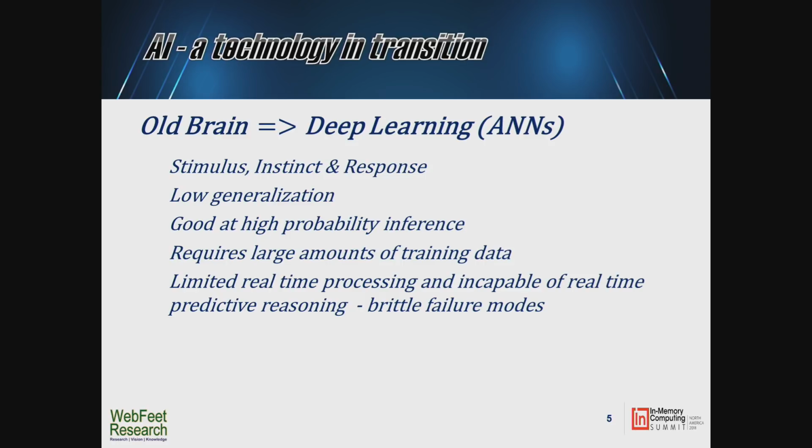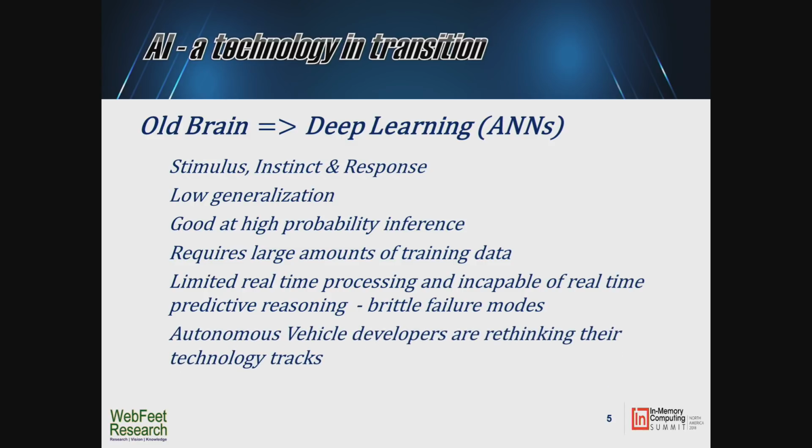You can do anything given enough time. But knowing deadlines, you have to get it done in order to make a return on investment. The brittle failure modes: we had Uber in one of those. That was a brittle failure mode. It killed a human being. They're now rethinking their technology tracks. Now, do you think Jensen Huang is talking about this? Yeah, he's talking about it.